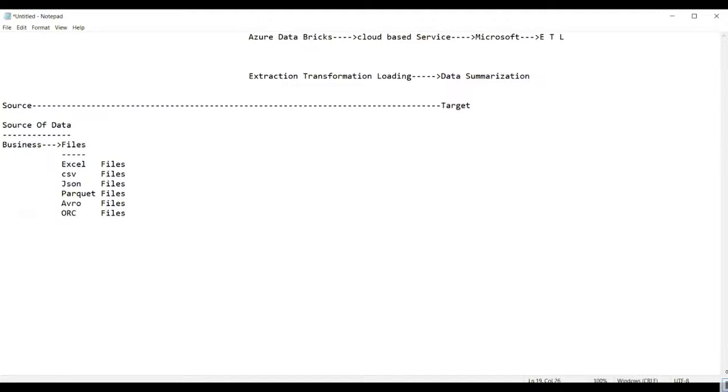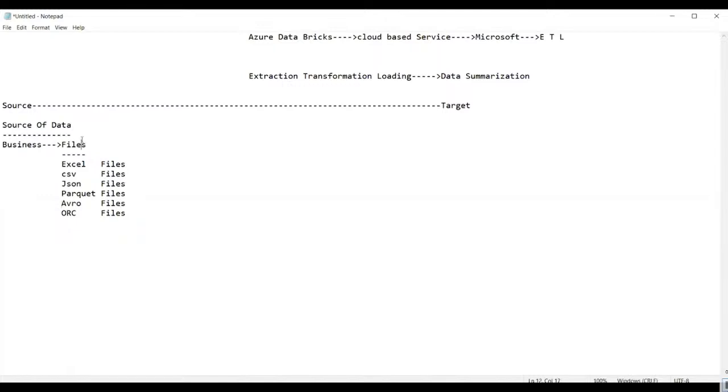That means we get the data ultimately from the business, and this data will be recorded in the form of files: Excel files, comma separated value files, JSON files, Parquet files, Avro files, ORC files. Anyways, you don't worry about the files. Once we get into the subject, I will explain each and every file. You don't worry now. Okay.